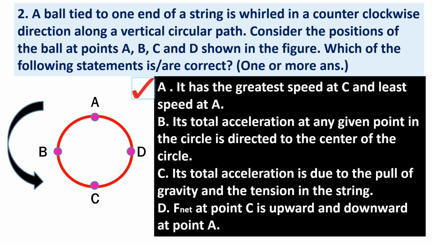According to me, letter A is considered correct. It has the greatest speed at point C and least speed at point A. Is that the only answer? Well, letter C is also correct. Its total acceleration is due to the pull of gravity and the tension in the string. I did not check letter B, that means B is not correct. But letter D is also given a check, that means letter D is also considered correct. Why? Let's begin by analyzing.